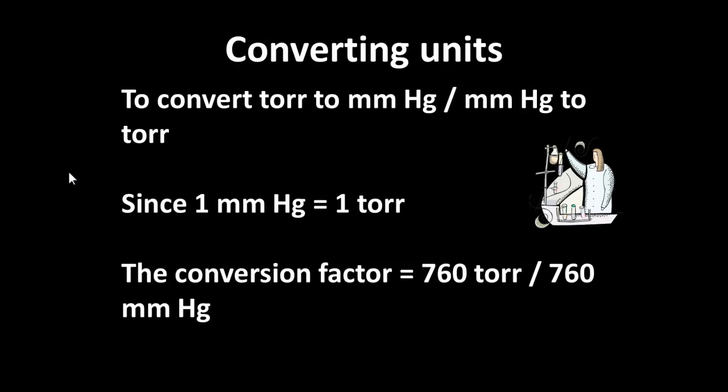So we're going to start by looking at how we convert various units for pressure. We have to convert torr to millimeters of mercury or millimeters of mercury to torr. This is a fairly easy one, since 1 millimeter of mercury is equal to 1 torr. The conversion factor is simply 760 over 760, which means 1.